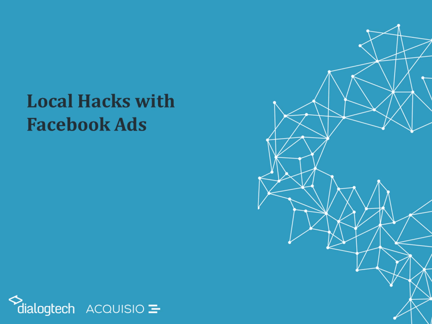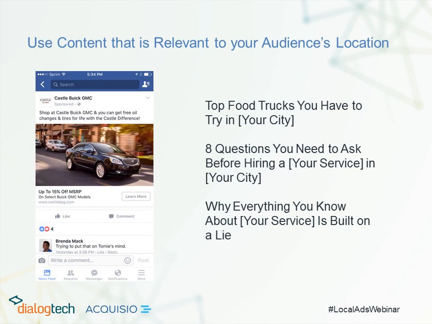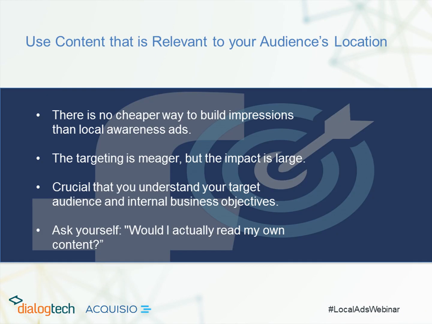So I want to touch on some local hacks with Facebook ads, particularly local awareness. First, you want to use content that is relevant to your audience's location. You really want to use all the blog posts that you have. Make sure that in your ads you put blogs that are relevant to the location and the target market you're targeting. Some example blog post titles you can use: top food trucks you have to try in your city, just for better targeting options that will get people to convert. And there's no cheaper way to build impressions than local awareness ads.